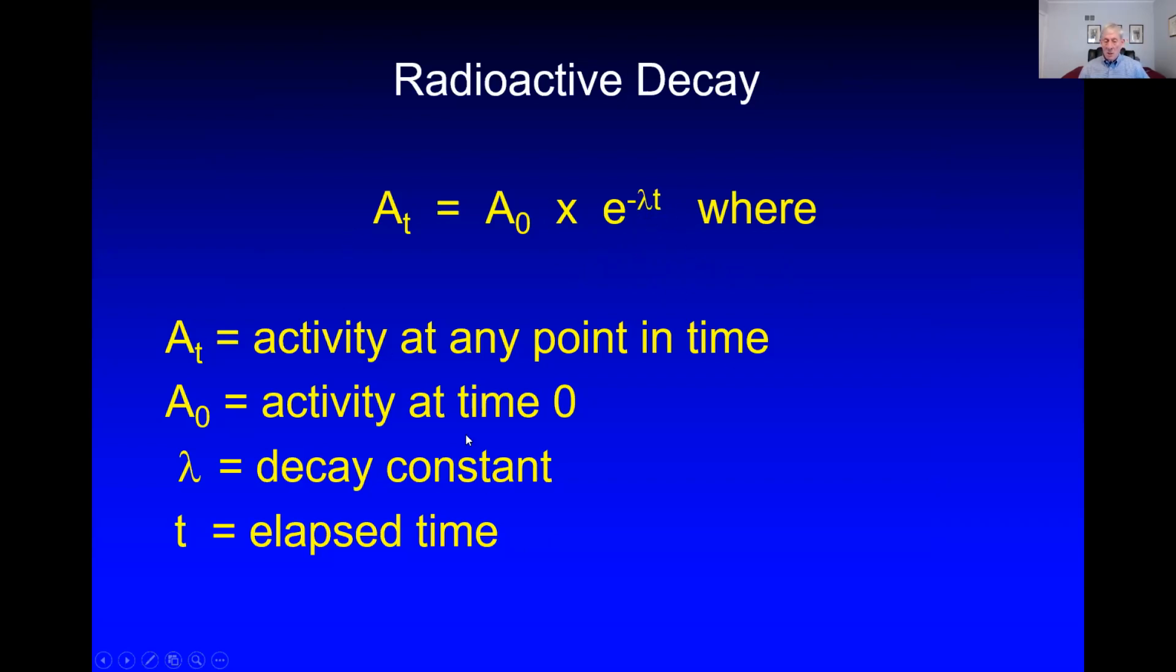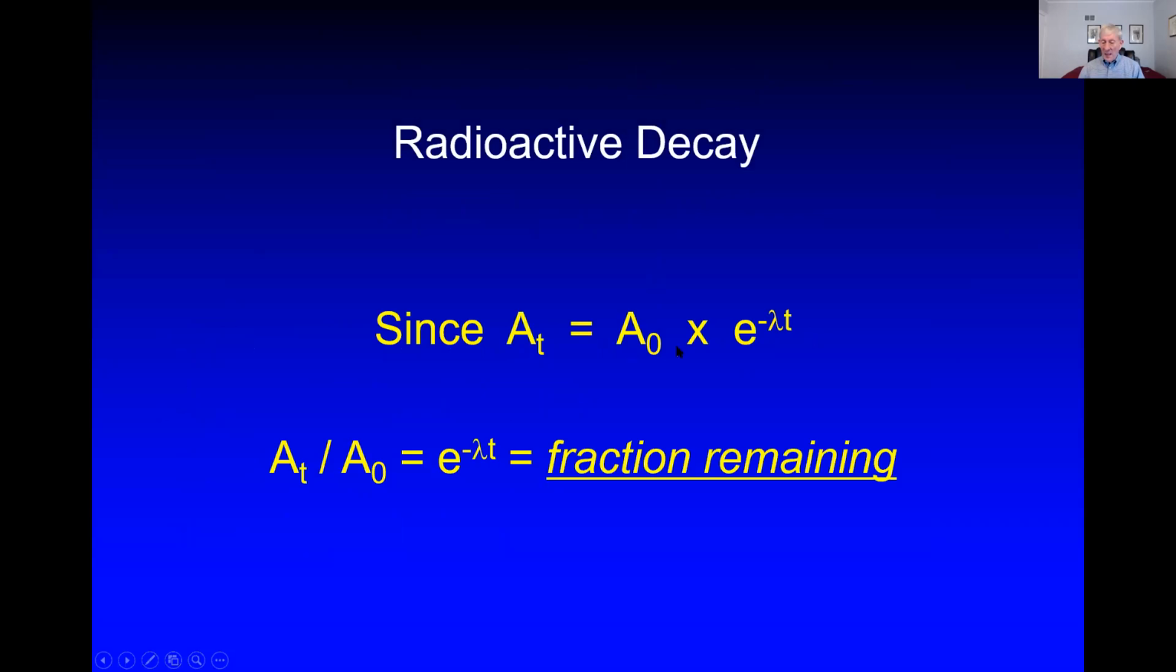So this is what each of the terms mean. Final activity, time 0 activity, lambda is the decay constant, 0.693 over T1 half, and the t is elapsed time. Don't think that t is the half-life. You're guaranteed failure if you do. Now, if we take this equation and solve it for e to the minus lambda t, e to the minus lambda t is going to be At divided by A0. And what is At over A0? The final activity divided by the initial activity is the fraction remaining.